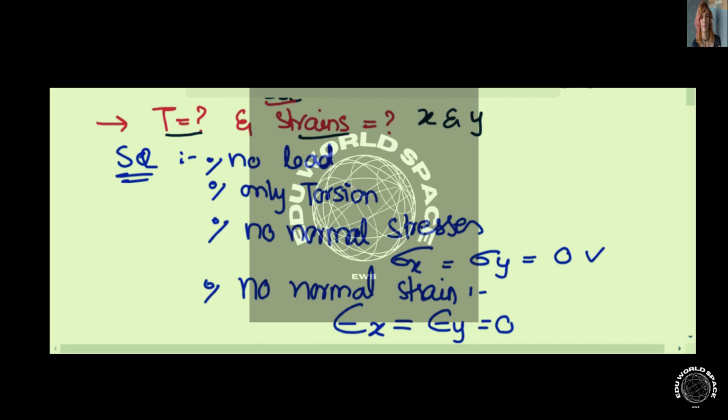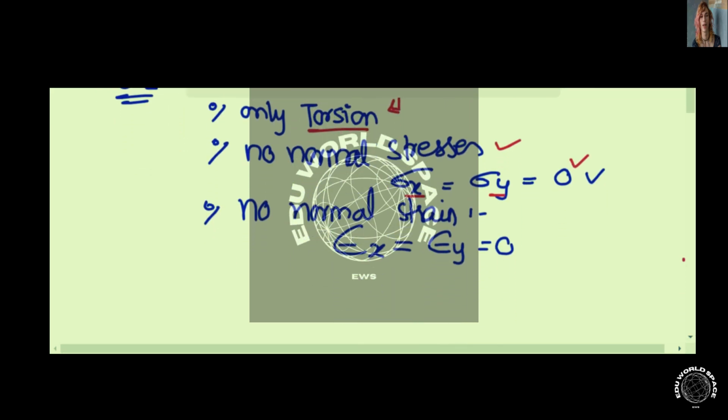But before solving anything, we need to understand the question's statement, right? It says that there is only torque present, right? There is no load, so it means that there would be only torsion present. If there is only torsion, there would be no normal stresses. By normal stresses, I mean there would be no stress along the x and y direction, and that would be equal to zero. And if there is no stress, it is obvious that there would be no normal strain, right? It means there would be no strain along the x and y direction, that would be equal to zero.